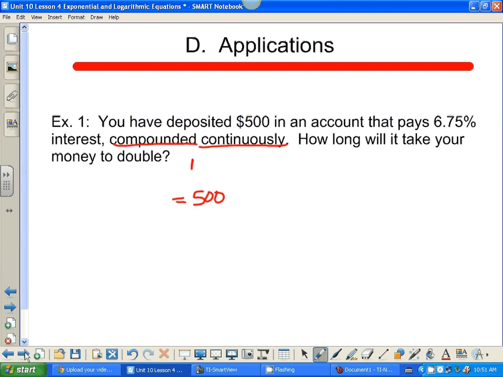Since I see the keywords compounded continuously, I'm going to use the model A = Pe^(rt). If I started with 500, they want to know when does it get to be 1,000. And my rate is 0.0675, but they want to know the time.